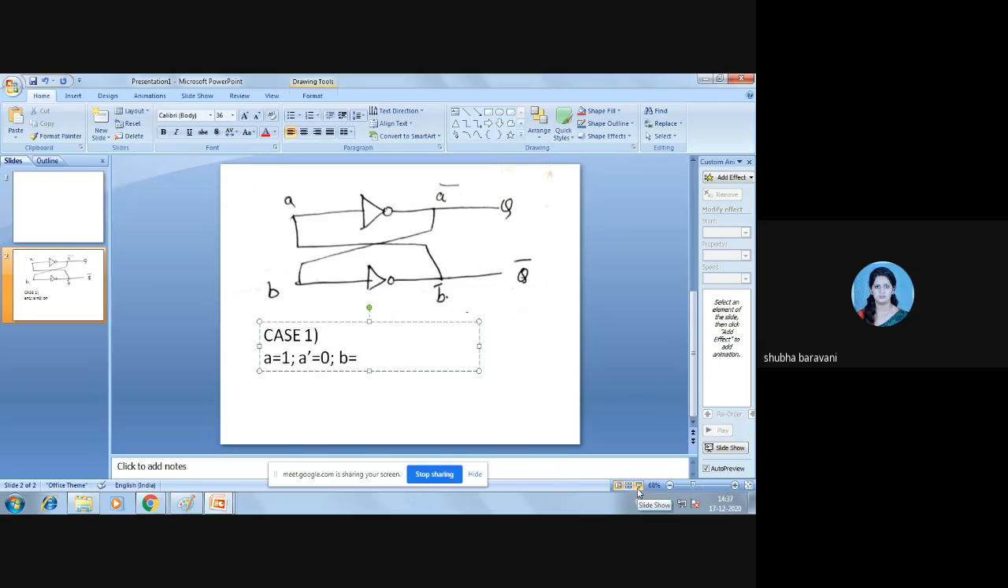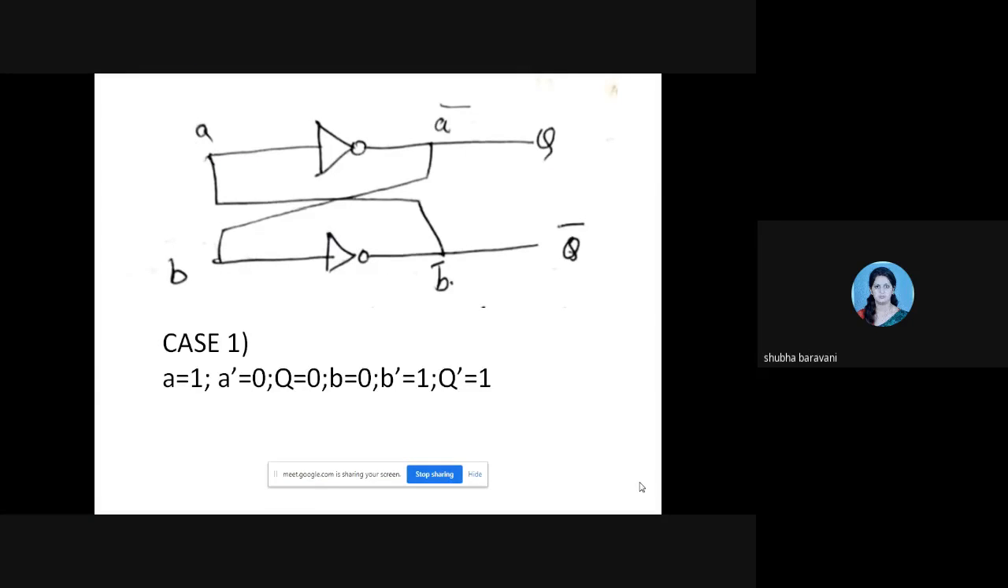You are understanding or no? Yes, ma'am. See, if your A is equal to 1, A bar would be 0. It means our Q is 0. It means our small b is 0. It means B dash is 1. It means Q bar is also 1. See this. Trace the circuit first.